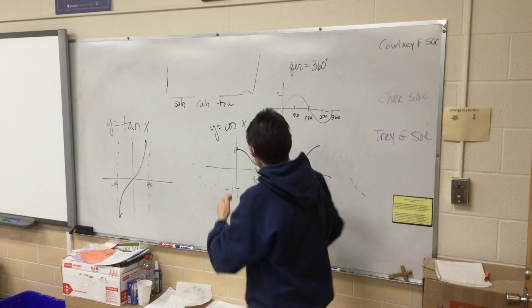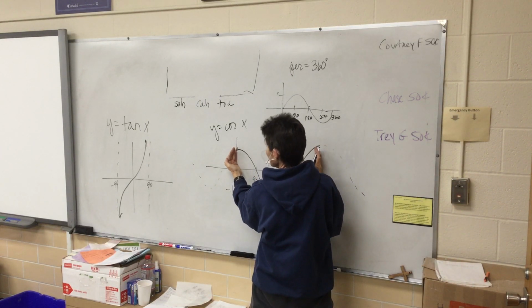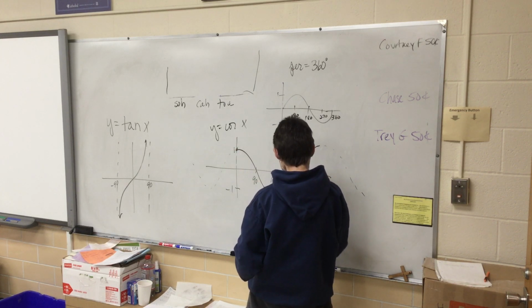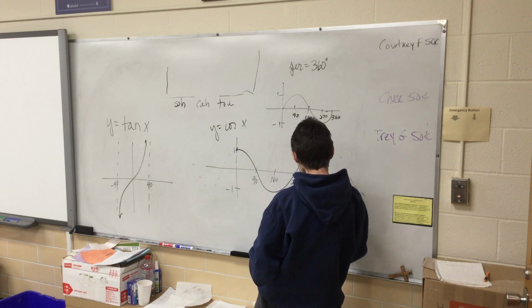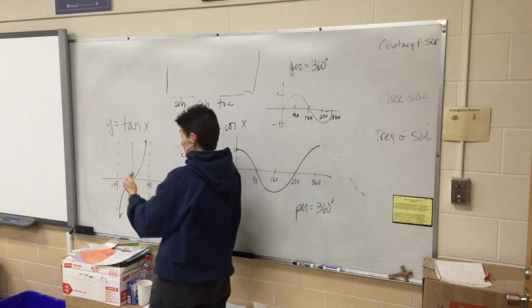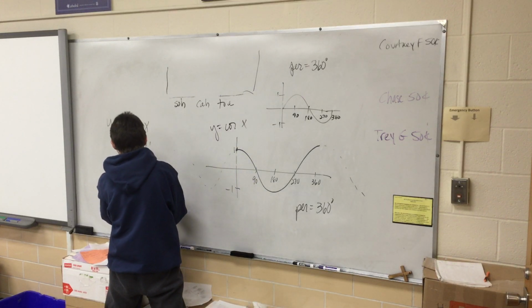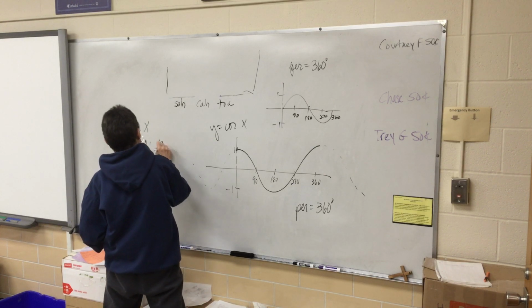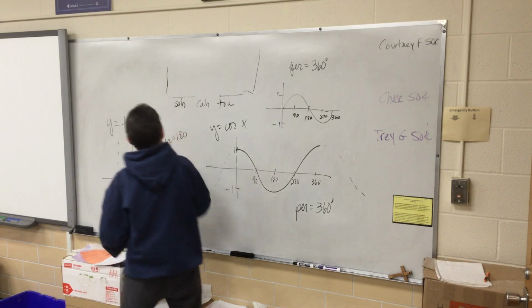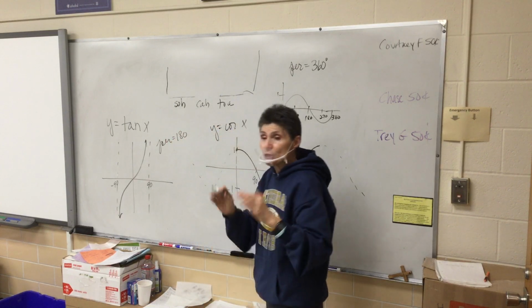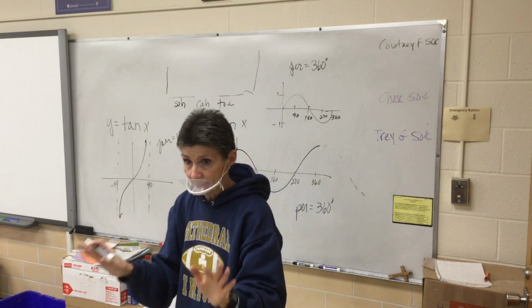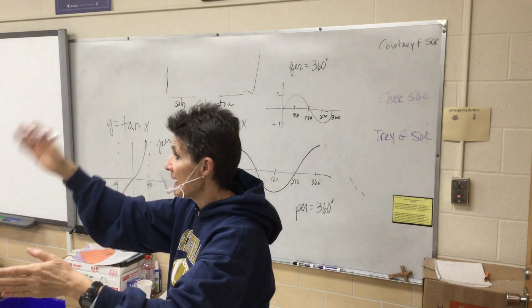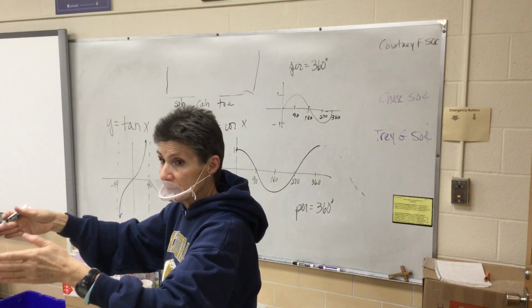What about for a cosine? How far is it from beginning to end? 360, so the period's 360. Now, how about for a tangent? We're going from negative 90 to positive 90. 180. Those are the periods. When you get your picture drawn, the distance from beginning to end is your period.